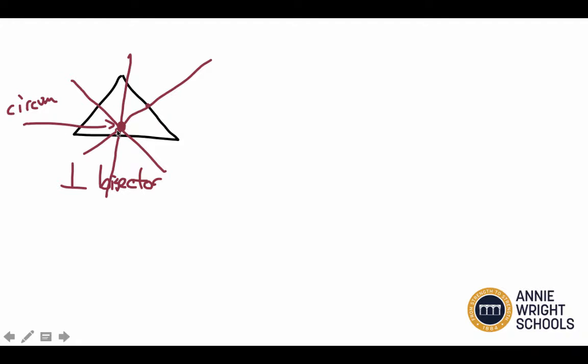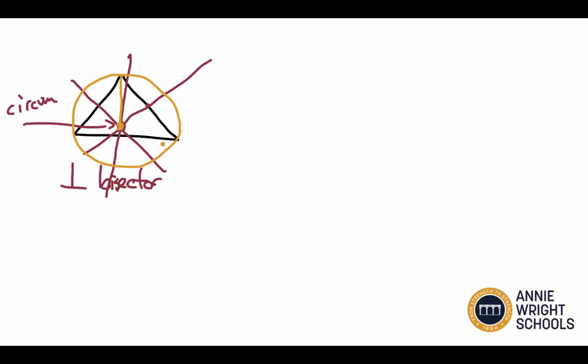It is the point that is equidistant from all the vertices of the triangle. It creates a circle that, if the radius is the distance from here to here, you get a circle that hits each vertex of the triangle, and it's called the circumscribed circle.